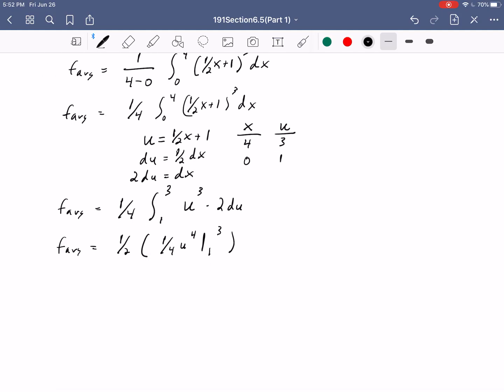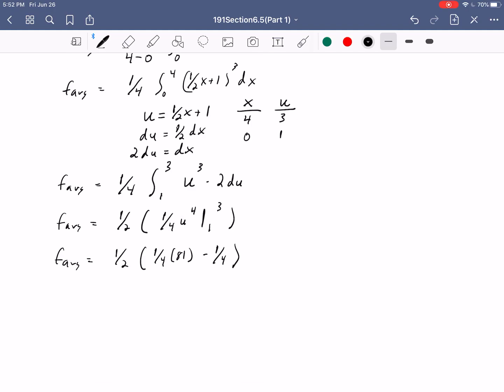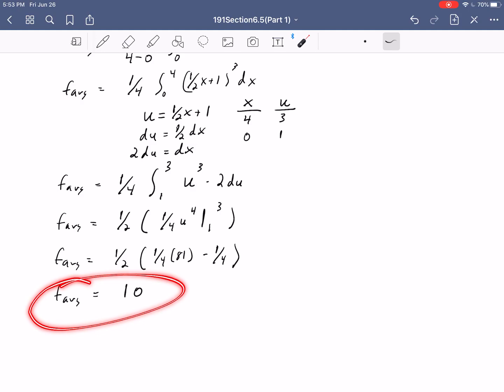So that's nice and easy there. So f average is 1/2 times 1/4 times 81 minus 1/4. And that looks like we're going to get 81 minus 1, which is 80, divided by 4, which is 20, divided by 2, which is 10. So we get an f average of 10 here. So the average value for our function on this interval is equal to 10.